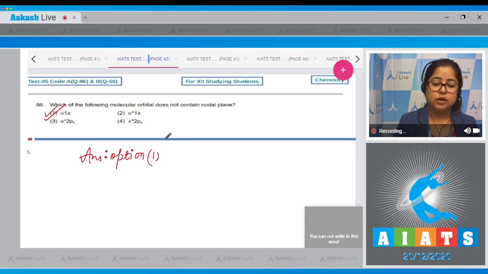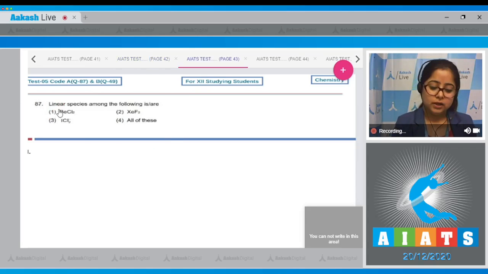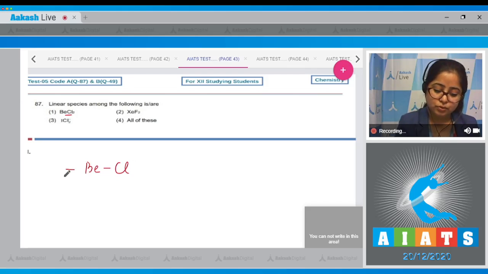Moving to next, which is question number 87. Linear species among the following is? Student, number 1 is BeCl2. Here, beryllium is attached to 2 chlorine atoms and the shape is linear. Moving to next, XeF2. In case of XeF2, xenon has 3 lone pairs and 2 bond pairs. Again, the shape is linear.